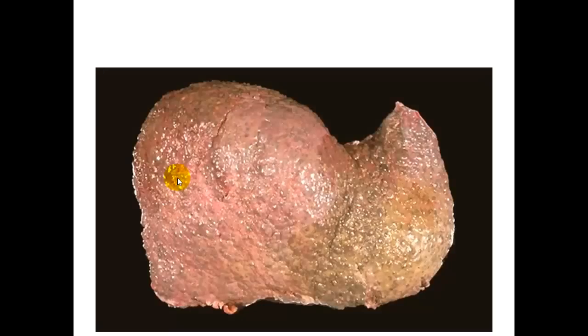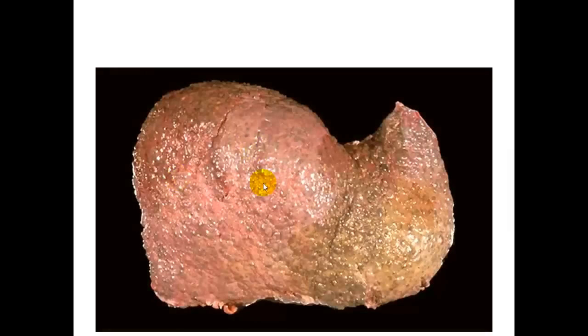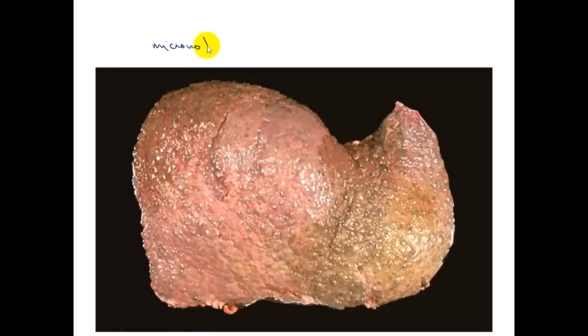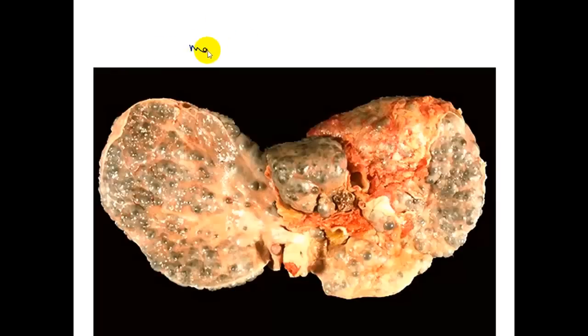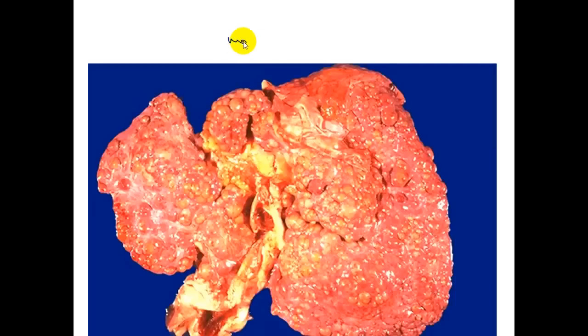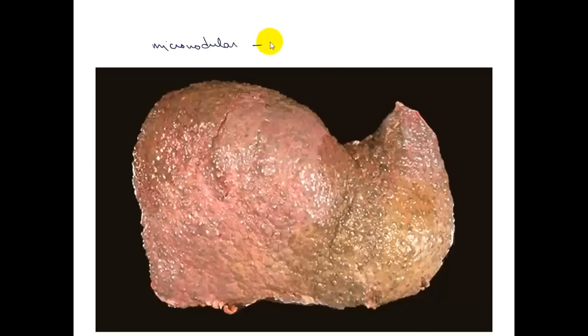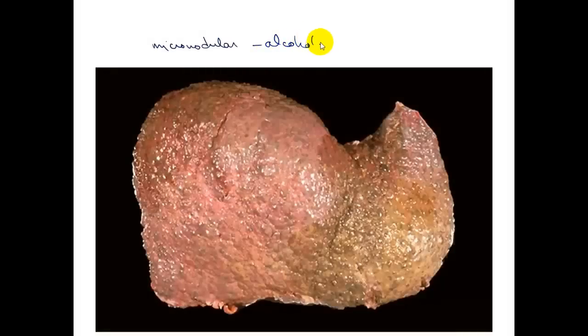You can see here, this is a very fine cirrhosis, so this is more likely to be a micronodular type of cirrhosis, right? The previous one was macronodular. Even this one is a macronodular type of cirrhosis, which is more common in viral infections, whereas micronodular is more common in alcohol-related fibrosis.